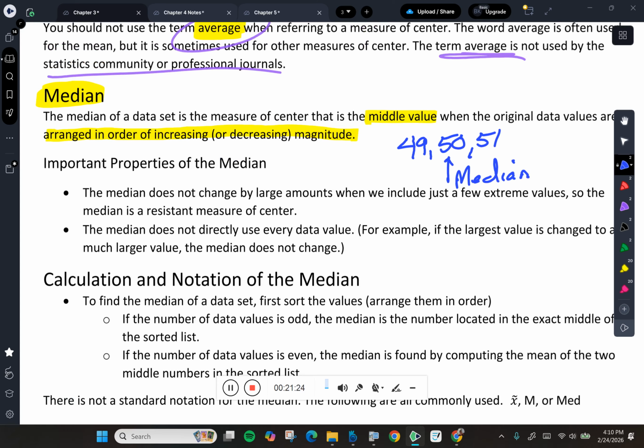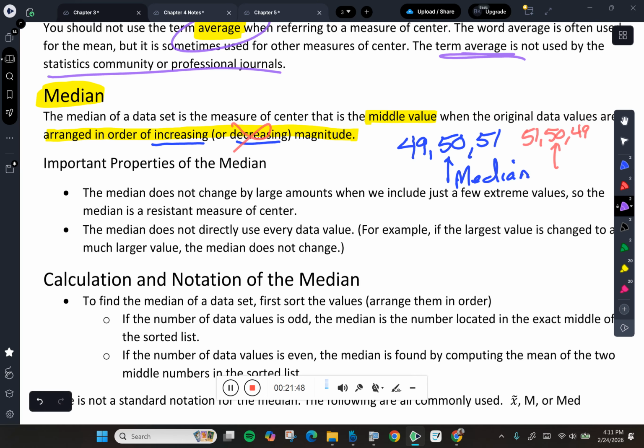You list them from smallest to largest. Most common to list them from smallest to largest, increasing. You could do it decreasing. If I switch the order of this and said, no, it's 51, 50, 49, that's still the median. Right? But it's less common to see it in decreasing order. It's more common to see the data set in increasing order.